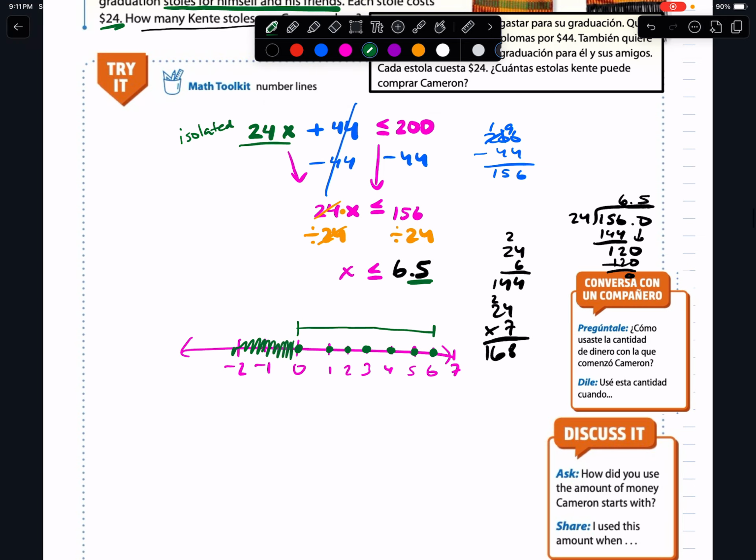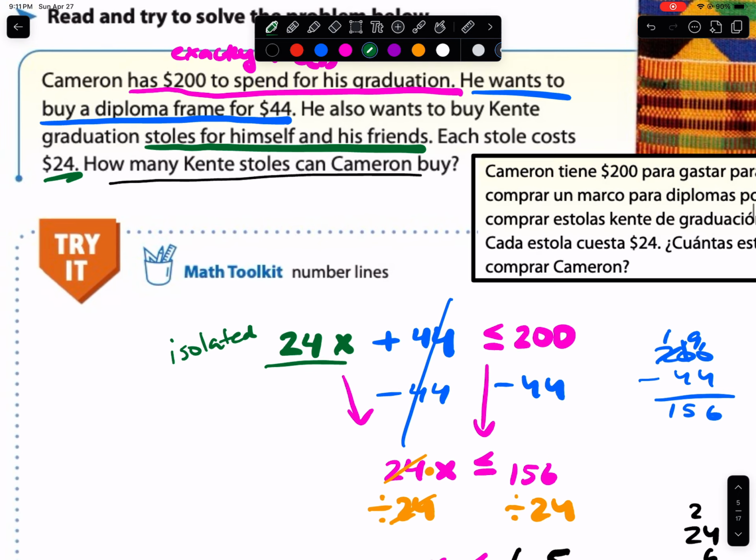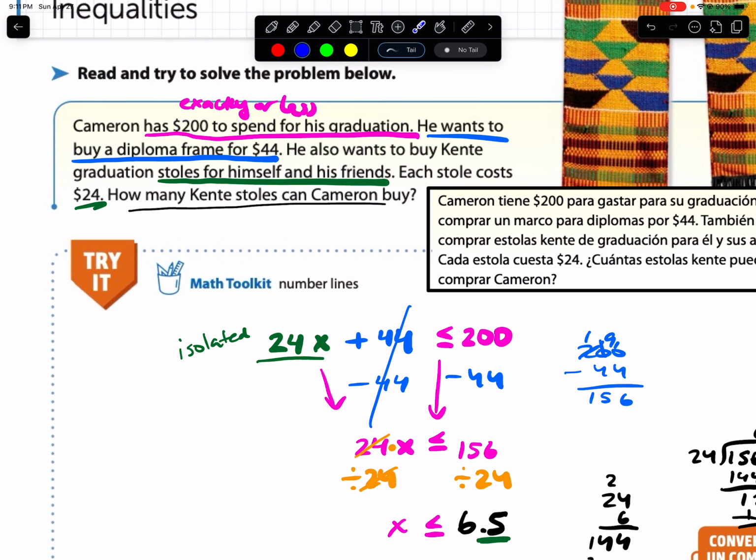He could buy 6 of them. I think the hardest part about this problem is honestly just creating the inequality. He could pay exactly 200 or less than 200. That's what you need to realize about money. You could spend less of it or exactly the amount, not more, otherwise you're in debt.